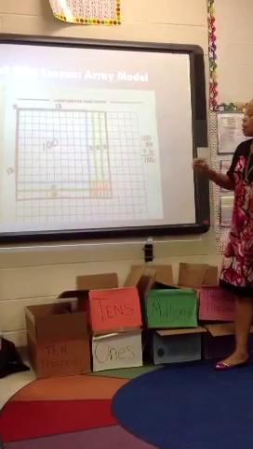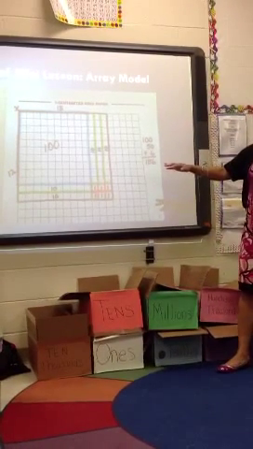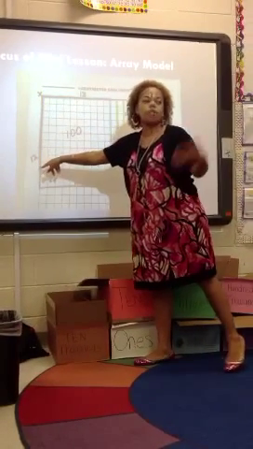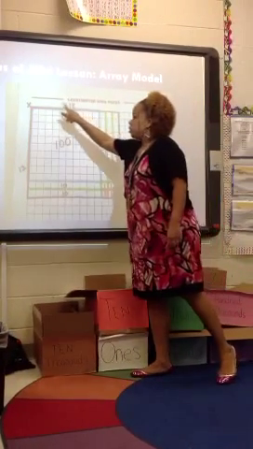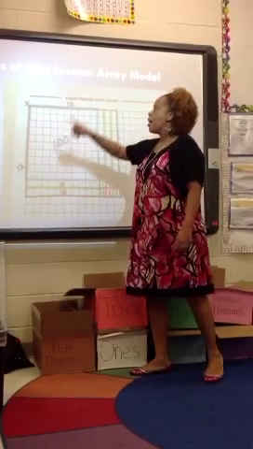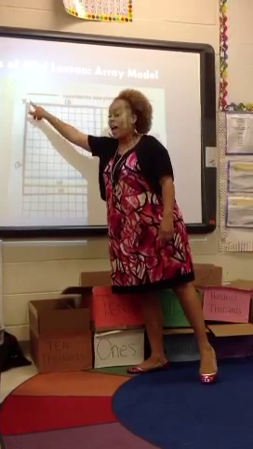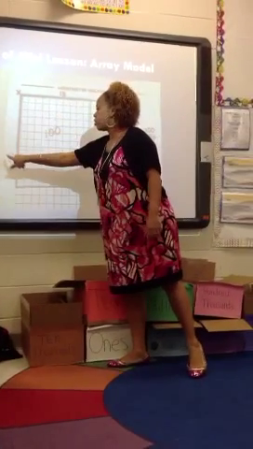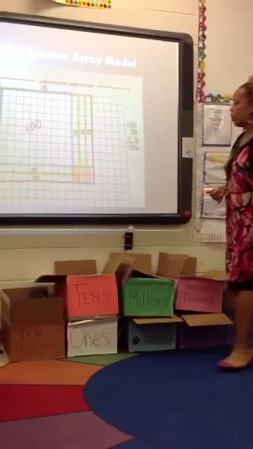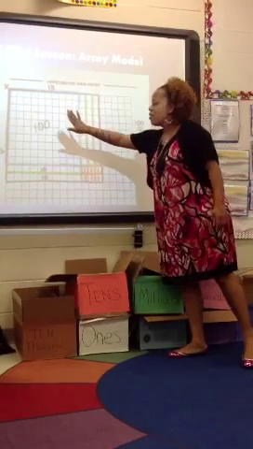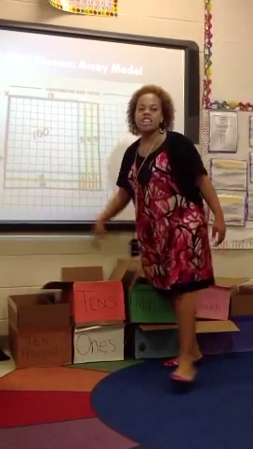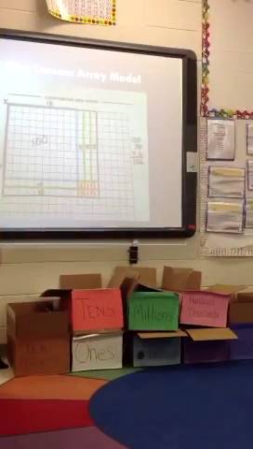Now, the problem that this array model shows is 13 times 12. Everybody, repeat that after me. 13 times 12. Or 13 multiplied by 12. Very good job, boys and girls. We see that right here represents how many? 100. Very good. I want you to come up and I want you to hold this block right over there.